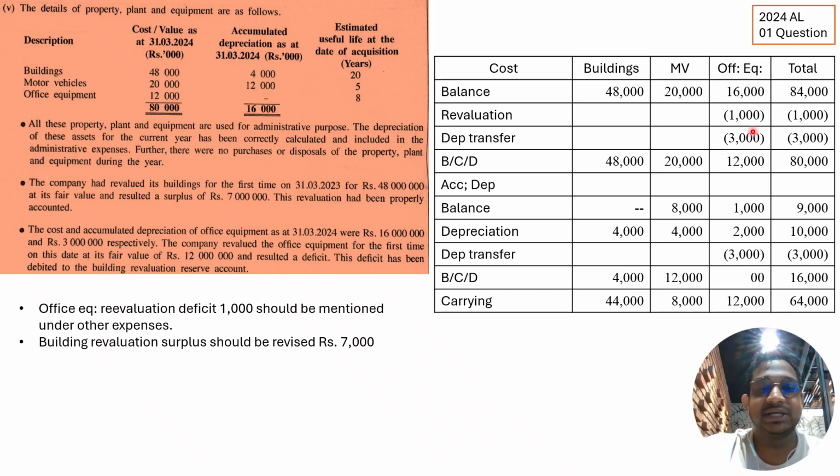So in changes in equity, the revaluation reserves opening balance will be 7,000, and the office equipment deficit that you are finding from here, you have to mention in other expenses, right? So that's how you have to do the property, plant and equipment adjustments.